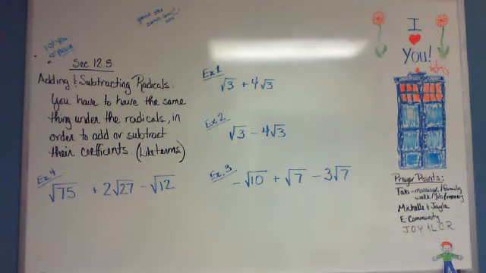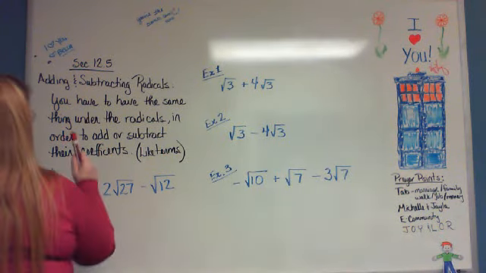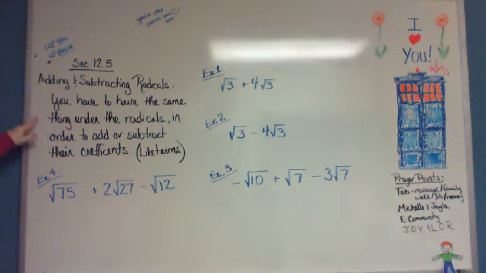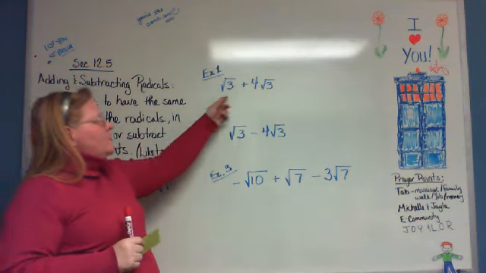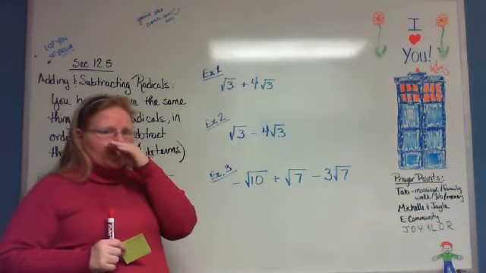Okay, welcome to section 12.5. Today we're going to talk about adding and subtracting radicals. You have to have the same thing under the radicals in order to add or subtract their coefficients. Works just like terms. I mean exactly like terms. Think of these radicals as letters and you'll be golden.